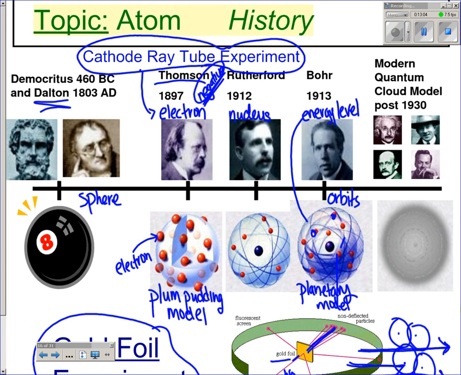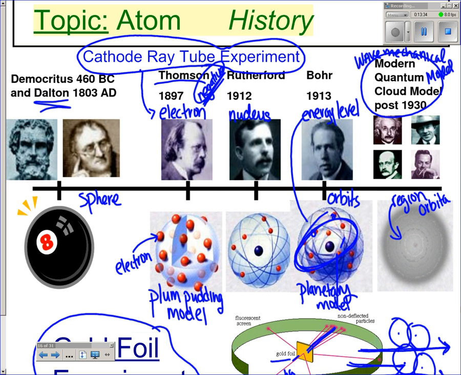And finally, we have our modern cloud model, quantum cloud model. We also call this the wave mechanical model, which disproved Bohr's model a little bit in that instead of the electrons being on these fixed paths that rotate around the nucleus, we just say that they are in a general region, which we call an orbital or a cloud. So instead of these electrons being on fixed paths, now we know that they're just somewhere in this general region here outside the nucleus.